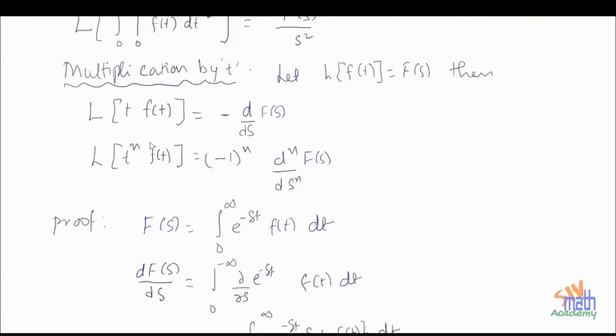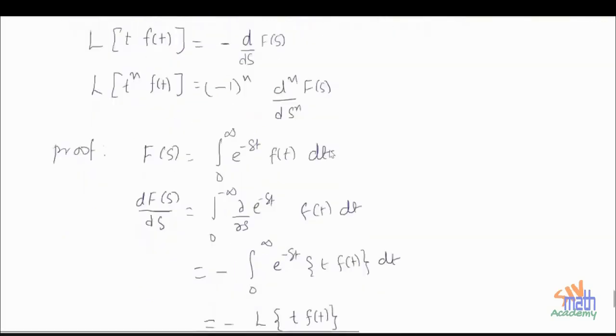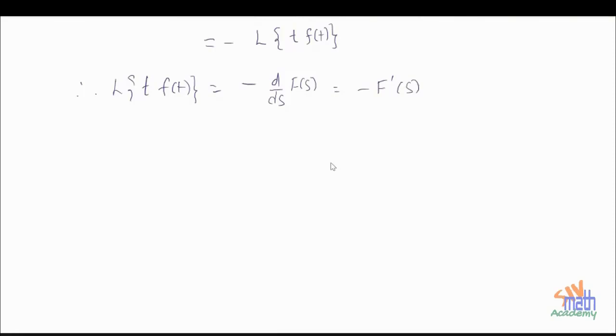So how many times you are multiplying, that many times minus sign multiply you have to do, and that many times you have to take the derivative. Okay. This is how this theorem will be coming out. And it is not ending up with this. There is one more thing.